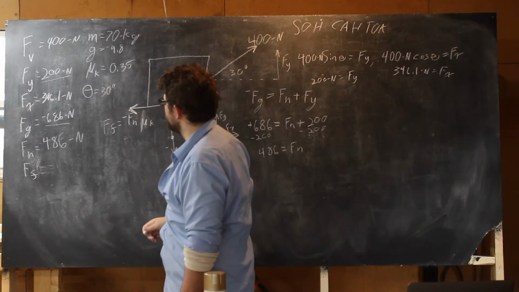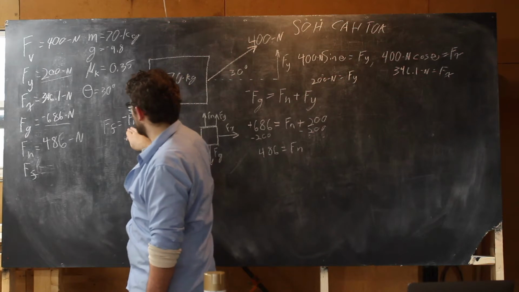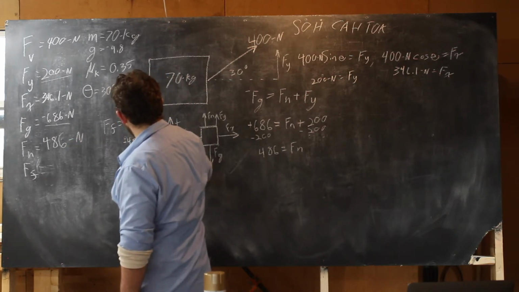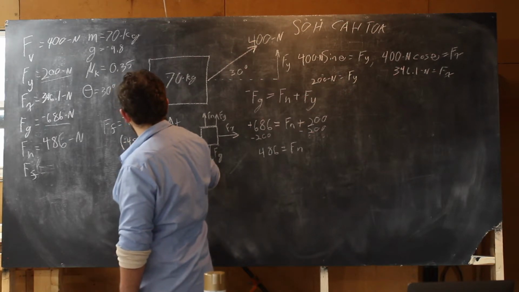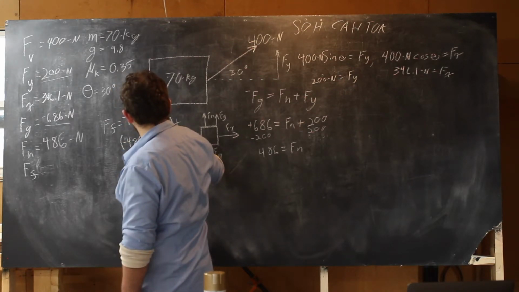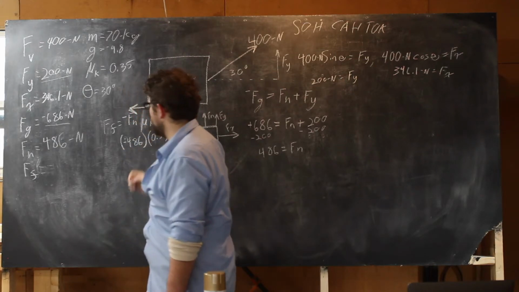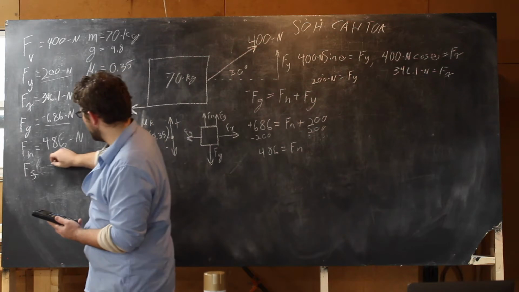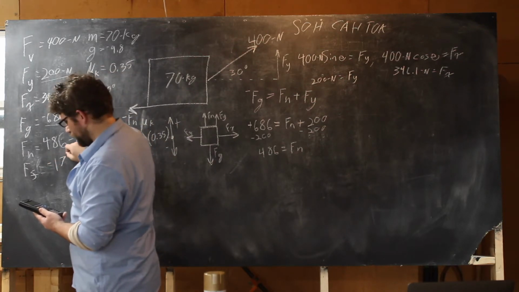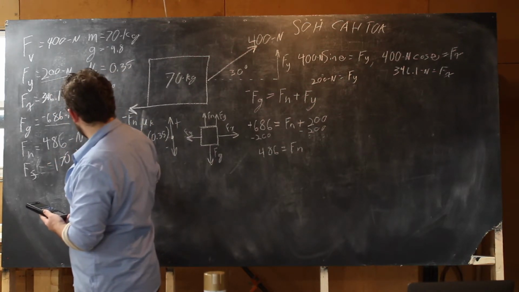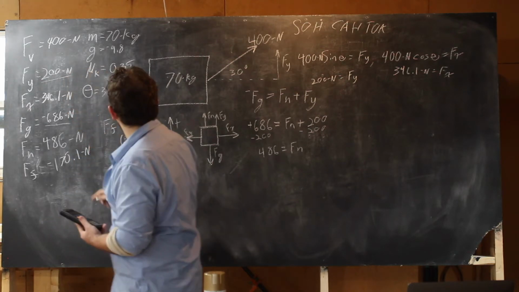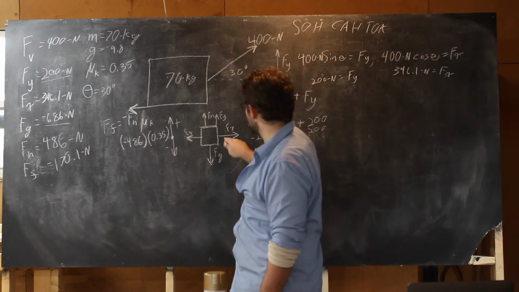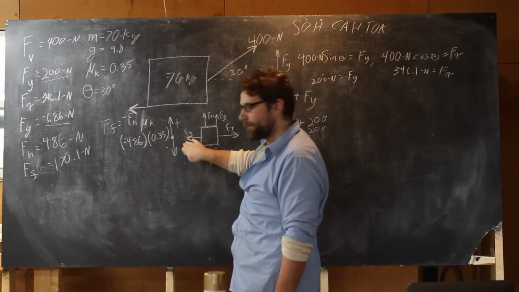Okay. Force normal times mu k. So, negative force normal is going to be negative 486 times mu k, which is 0.35. Okay, let's calculate that. And that's going to give me a negative 170.1 newtons. So, what I'm going to have then is a net force that is Fx minus Ff.